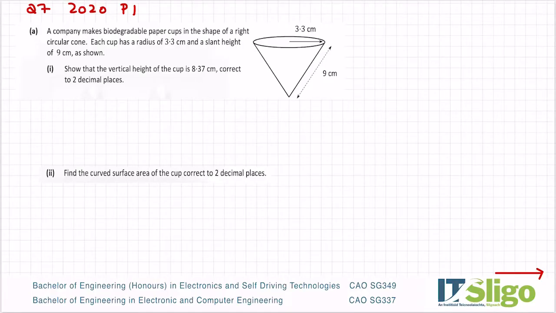Question 7 from the 2020 Leaving Cert higher level paper was in area and volume. A company makes biodegradable paper cups in the shape of a right circular cone. Each cup has a radius of 3.3 centimeters and a slant height of 9 centimeters as shown. Show that the vertical height of the cup is 8.37 centimeters, correct to 2 decimal places. Okay, so show that it's 8.37.